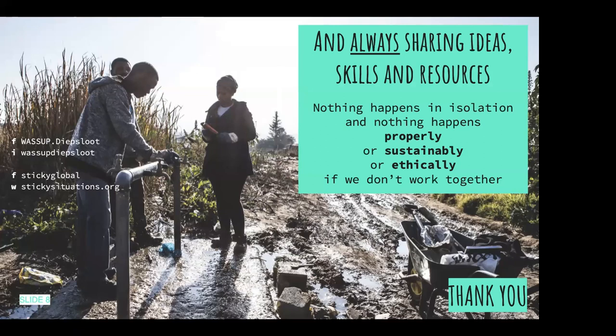And always, always sharing ideas, sharing skills and resources. Nothing happens in isolation. Nothing happens properly or sustainably or ethically if we don't work together. And this comes back to the comment in the previous sessions around global and local. If we don't share the resources we have, the knowledge that's on the ground... the people on the ground may not have cash, but they have knowledge and skills. The people that are global do have cash, but don't necessarily have the knowledge and skills required on the ground. But there are knowledge exchanges that have to happen across all of those levels to make things work.